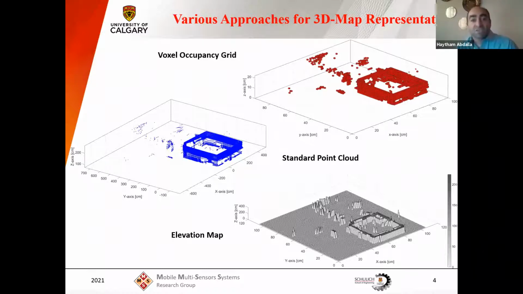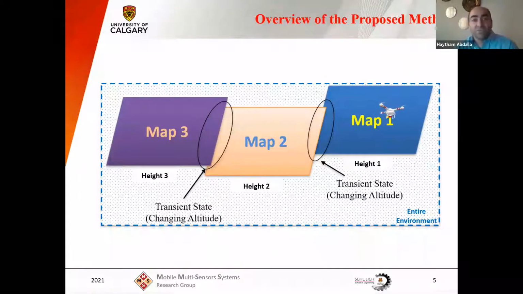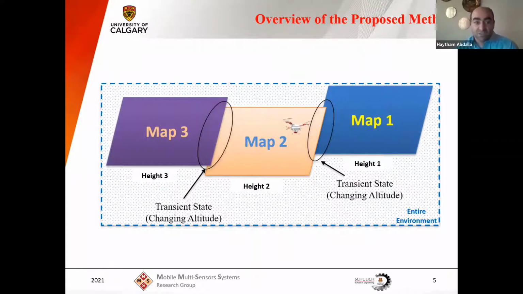This slide shows some examples of different 3D map representation methods. For example, voxel occupancy grid, standard point cloud, and finally, elevation map. This paper proposes an efficient real-time 3D SLAM method using multiple 2D point cloud slices or maps. This method depends on low-cost sensors to fit the tough situations of the search and rescue operations.